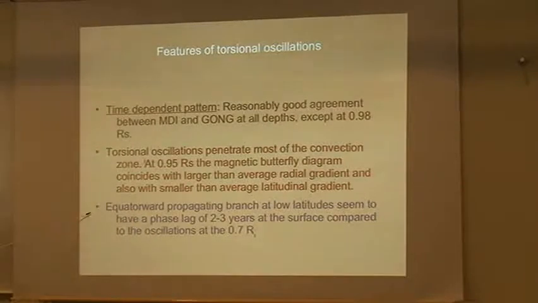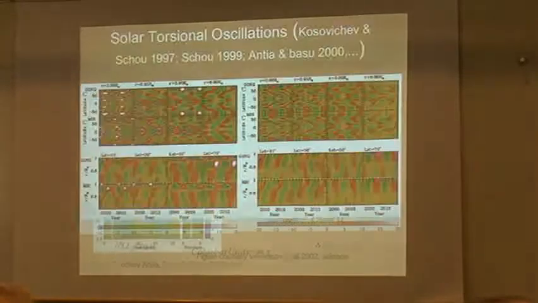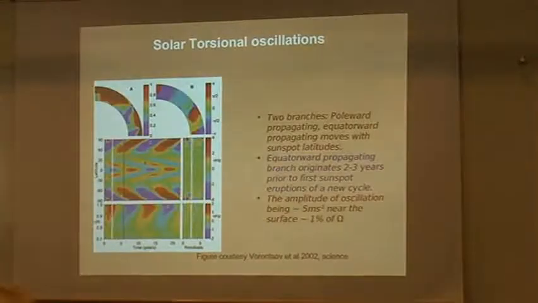Another thing from observation is that the equator-propagating branch at low latitudes seems to have a phase lag of 2 to 3 years at the surface compared to the oscillations near the base of the convection zone. You don't see torsional oscillations under the convection zone. Nobody sees this. For example, in this figure, not at 0.7, but if you go to, say, 0.8.